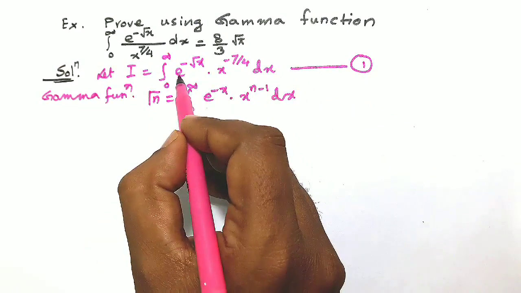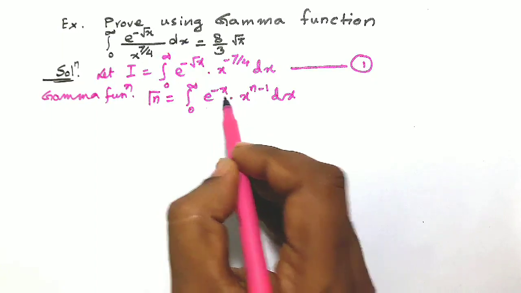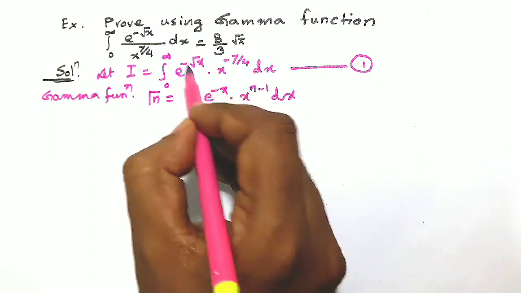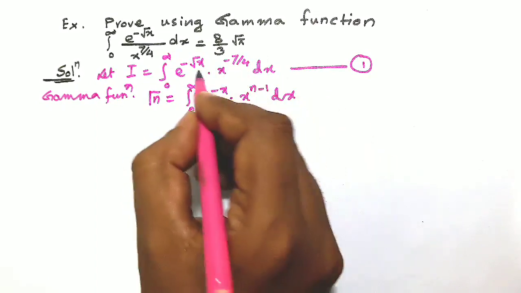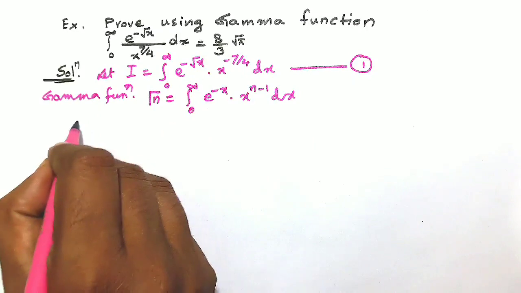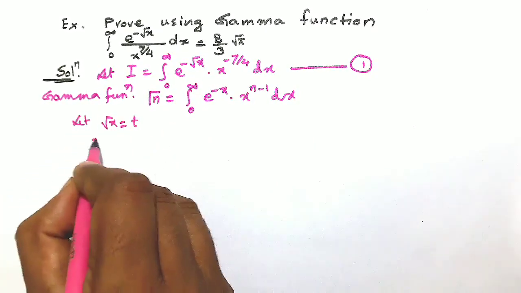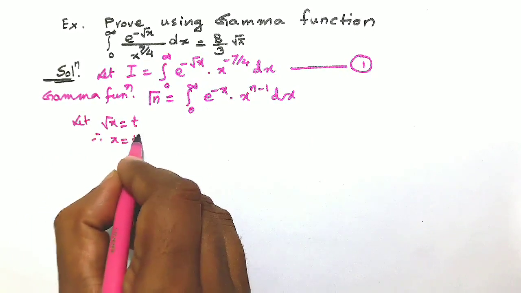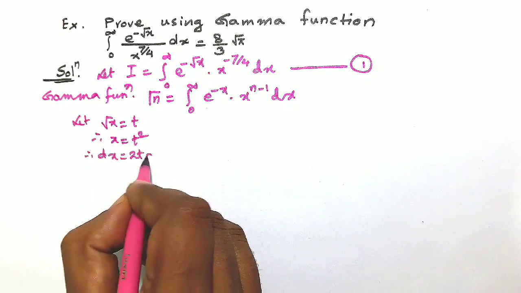So friends, here it is e to the power minus root x and there it is e to the power minus x. So we have to make it first of all in linear format. So we substitute root x by any variable, say t. First of all, let us consider that root x is equal to t. So x is equal to t square. Therefore, dx is equal to 2t dt.